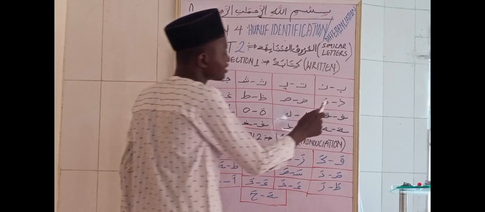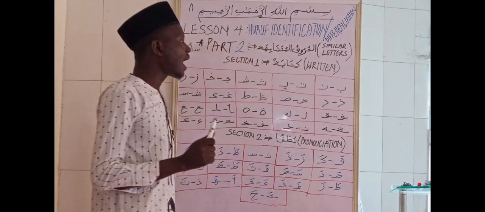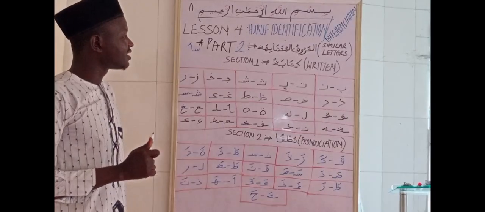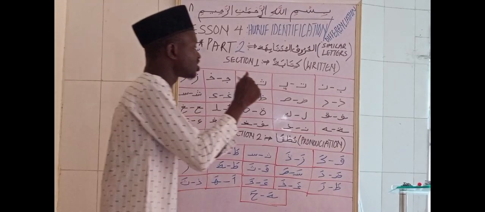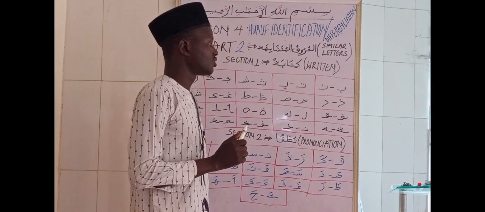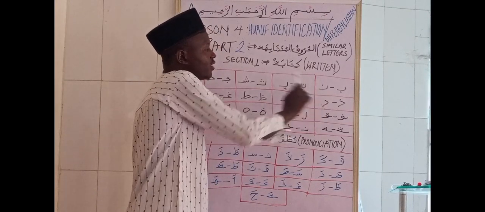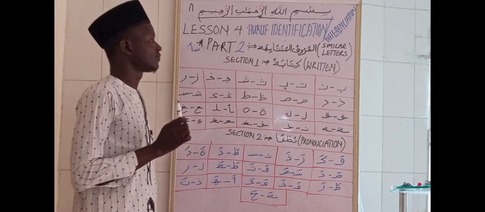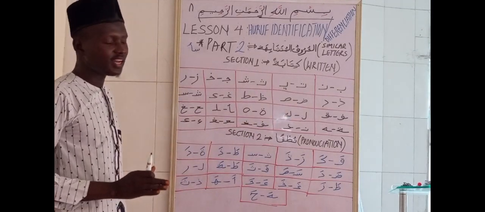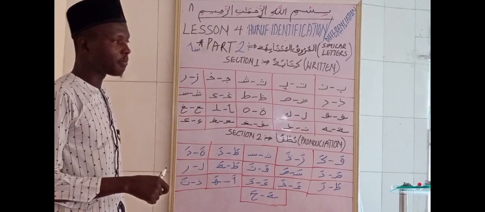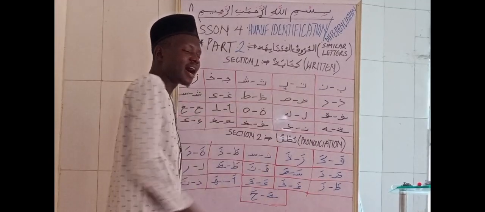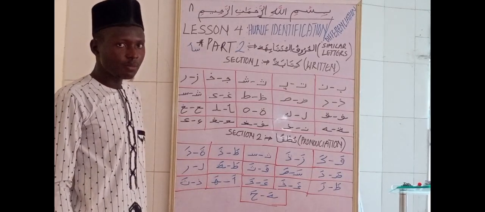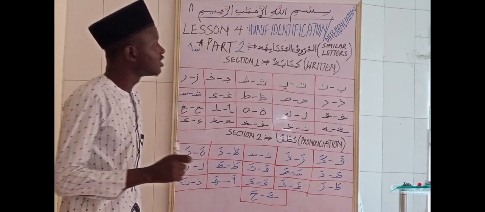Like the first one is ba and nun. Ba and nun are very, very similar in written. The only thing that differentiates them is the position of the dot. So for ba it is down, while nun it is up. Okay, ta and ya. Ta and ya also have similar shape with the same number of dots, just like ba and nun have the same number of dots, the same shape, but only the position of the dots differs.